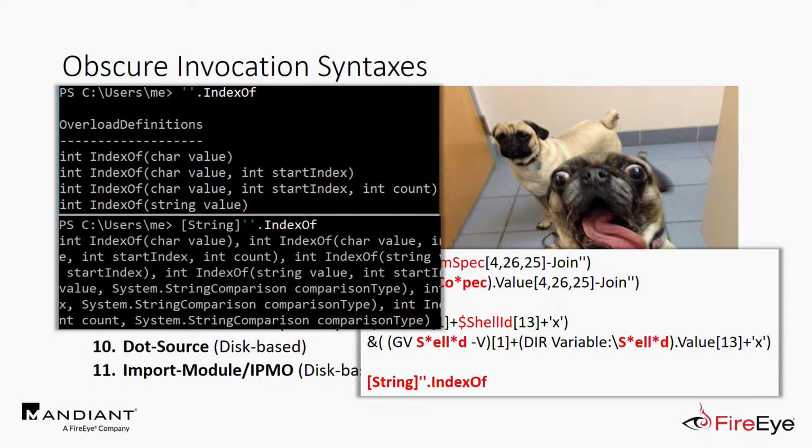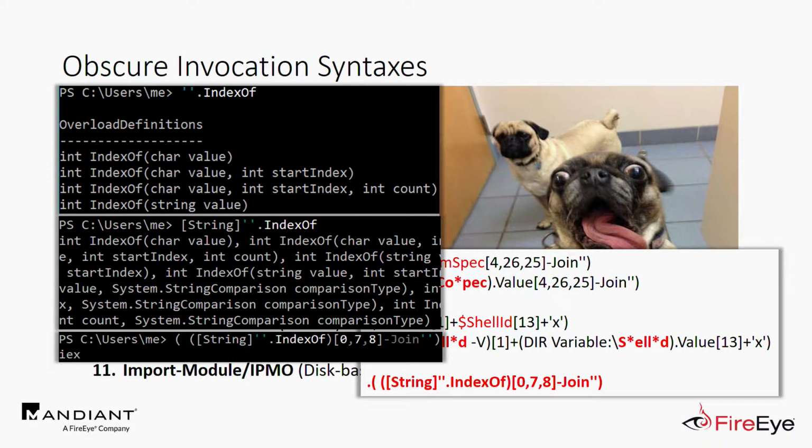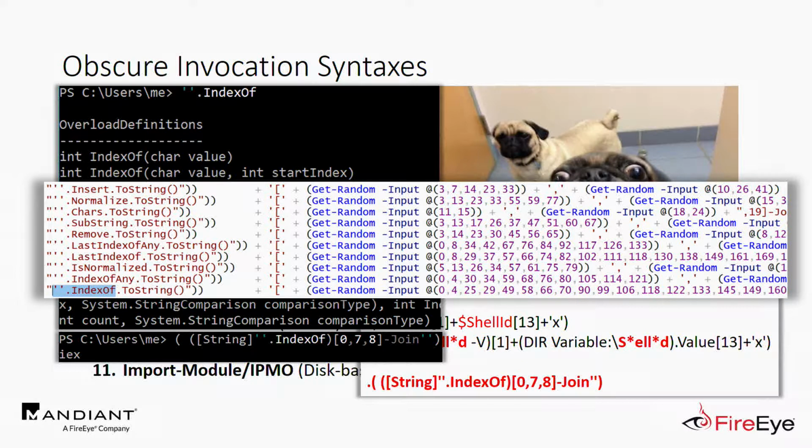So what I can do is I can just cast that to a string. Now, it's one long string. Then I can just say, okay, the 0th, the 7th, and the 8th index is the letters I, E, and the X. Let me grab those, join them back together, and I get the string IEX. And so then all I have to do is invoke it, and that's invoke expression.